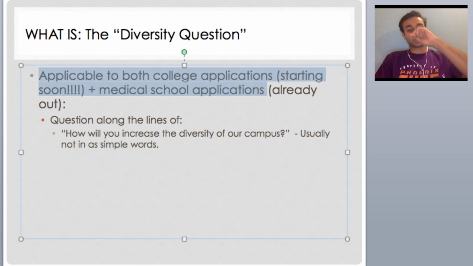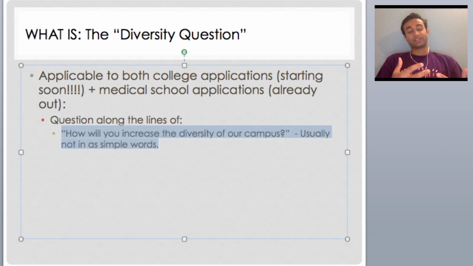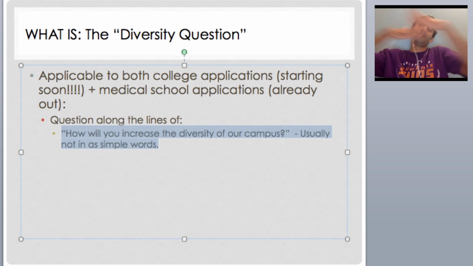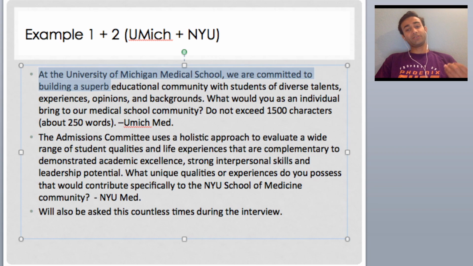Well, the diversity question is a question along the lines of how will you increase the diversity of our campus, right? And it's usually not put in simple words like that. It's kind of complicated. So let me give you some examples, okay? University of Michigan Medical School had this prompt on their secondary application. It says, at the University of Michigan Medical School, we are committed to building a superb educational community with students of diverse talent, experiences, opinions, and backgrounds. What would you as an individual bring to our medical school community?